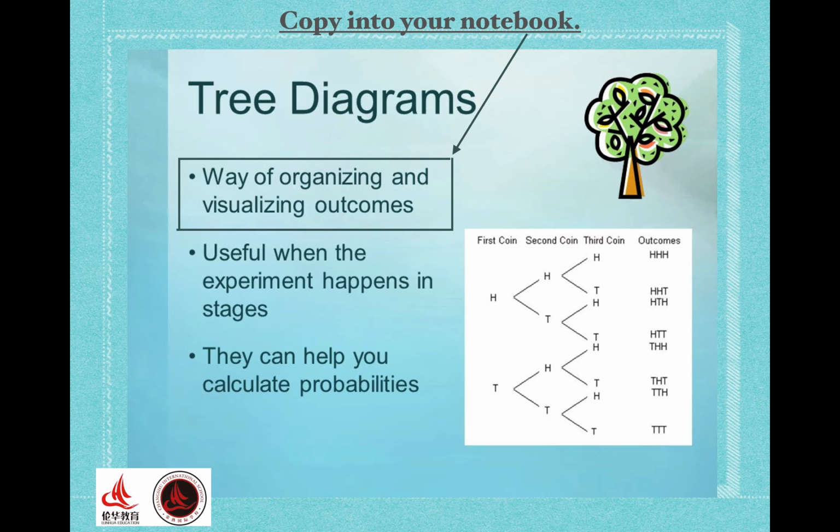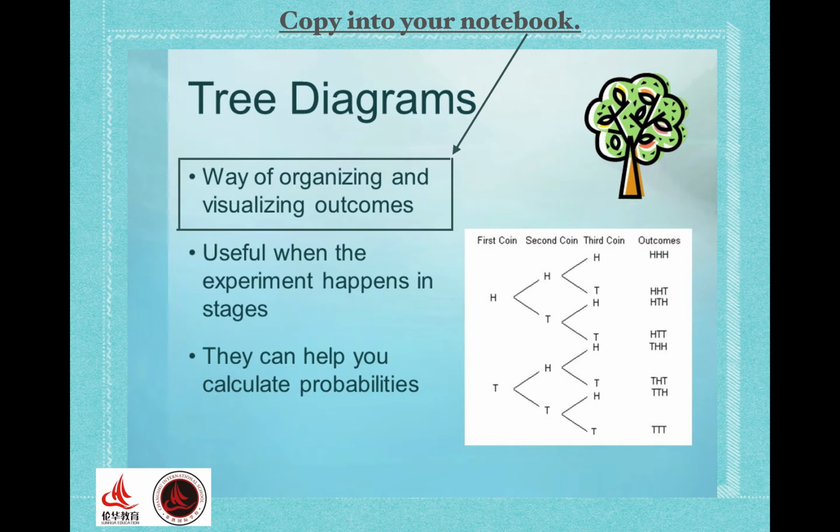Okay. Now, if you can please open your notebooks, and we're going to write this down. So our next topic, or our next heading, is tree diagrams. We're going to look at how to show probability using a tree diagram. So if you can write down: way of organizing and visualizing outcomes. A tree diagram is shown here on the right, and this is an example of the coin toss.